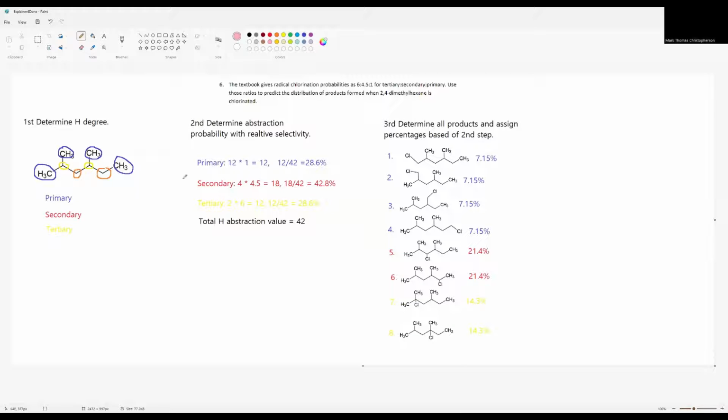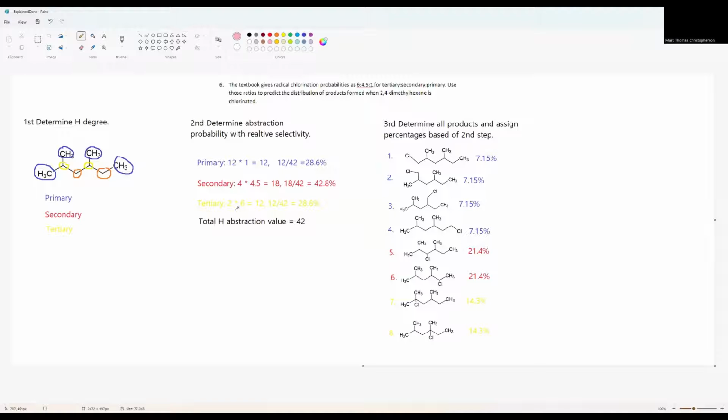So once you have that figured out, we can determine the abstraction probability using this relative selectivity that we receive, which is up here. So it's 6, 4.5, and 1, respectively, for tertiary, secondary, and primary. So now we get to do a little bit of math.